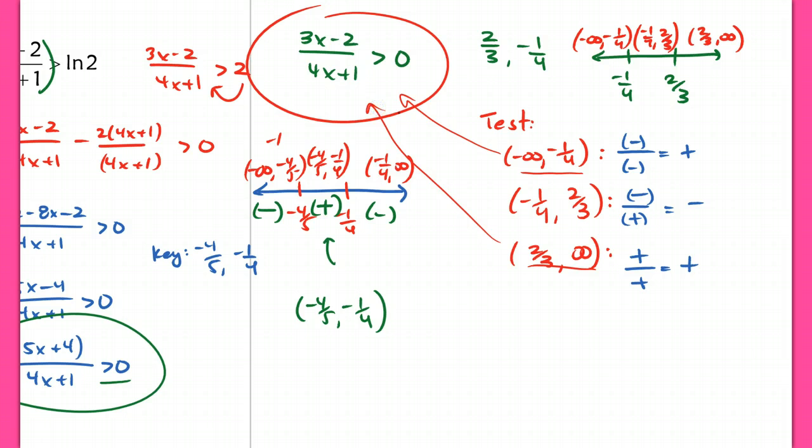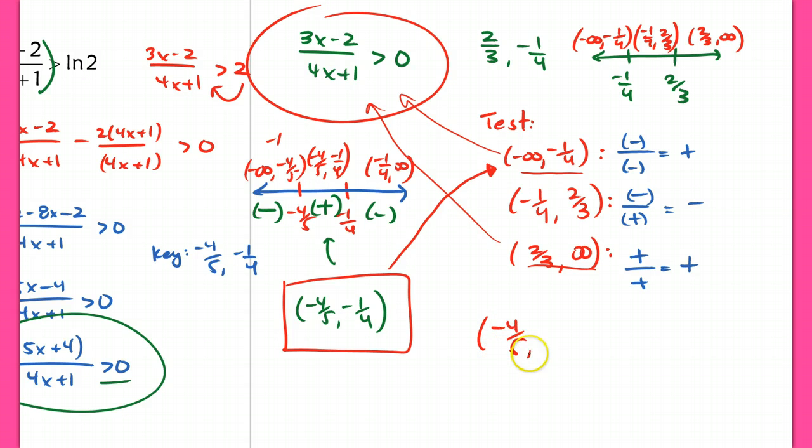input. Now, our answer, our solution, this -4/5 to -1/4, that does fit within this particular interval here, which means that the entire answer solution here is within the original domain. So my final answer for this problem is -4/5 to -1/4.